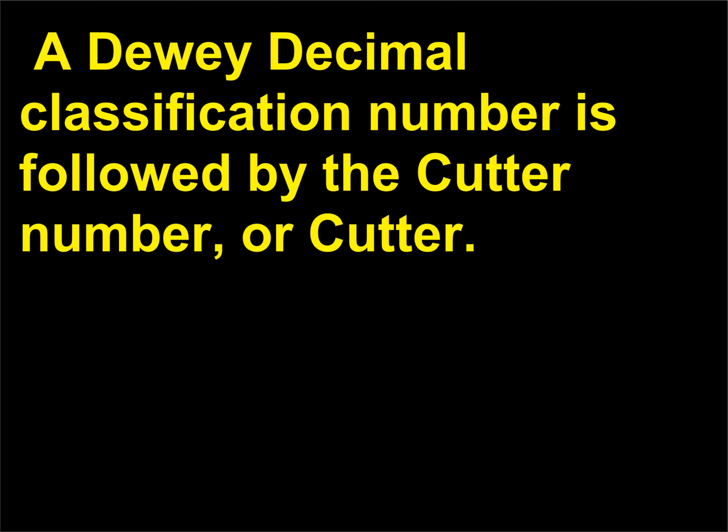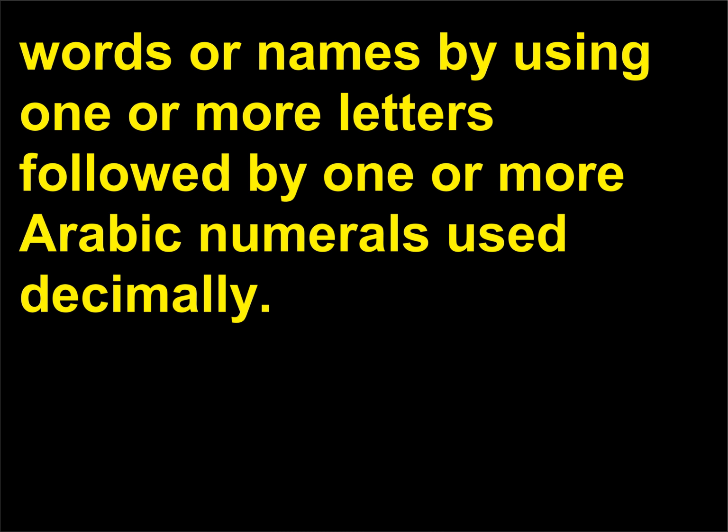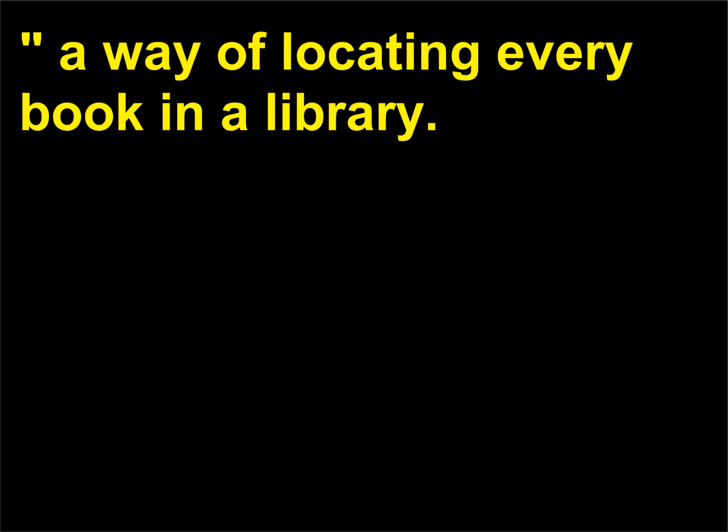A Dewey Decimal classification number is followed by the Cutter number, or Cutter. This method was invented by Charles A. Cutter, 1837 to 1903, and is an alphanumeric way to represent words or names by using one or more letters followed by one or more Arabic numerals used decimally. Both systems, the Dewey Decimal System and Cutter, are together called the call numbers, a way of locating every book in a library.